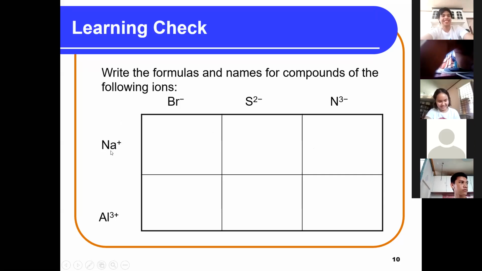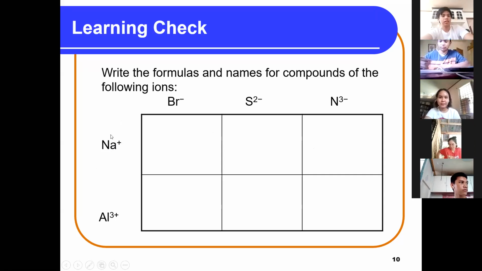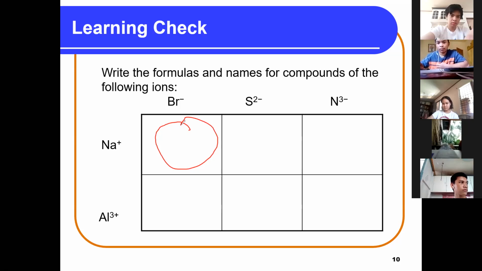Hello. Let's combine sodium and bromine, sodium and sulfur, sodium and nitrogen, together with aluminum to bromine, aluminum to sulfur, and aluminum to nitrogen. To start off, let me ask Ahmad. Sodium and bromine. What is your answer here, Ahmad?